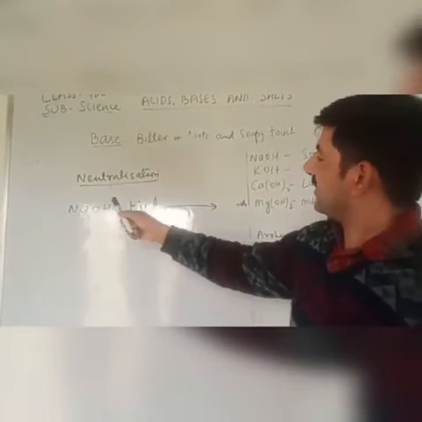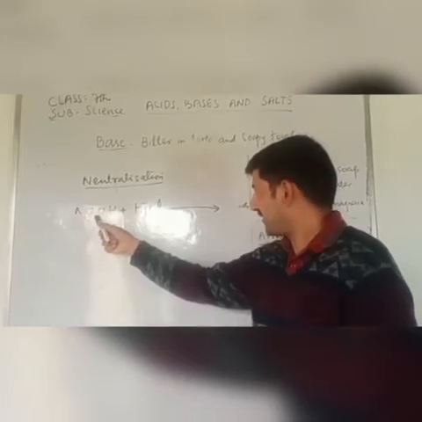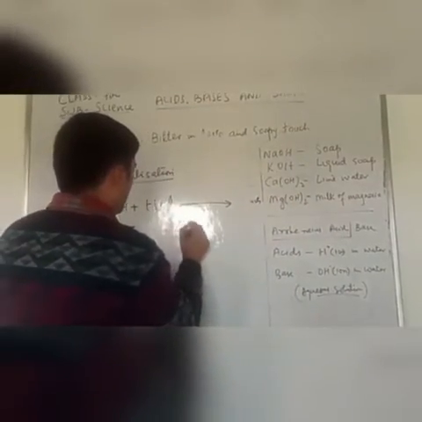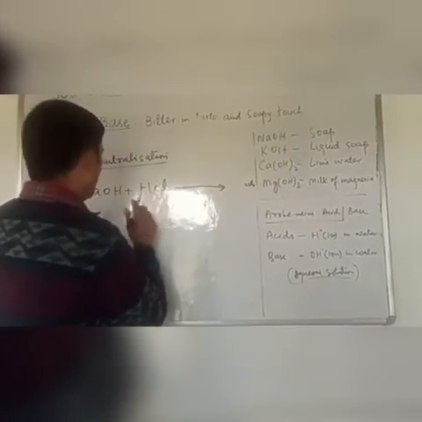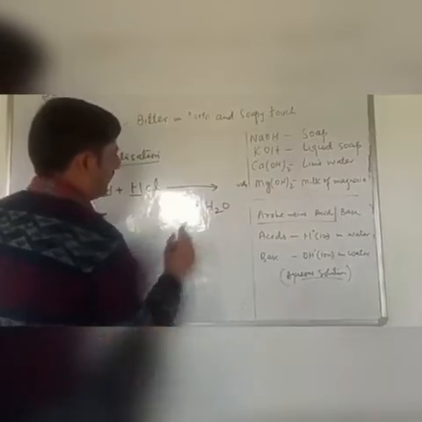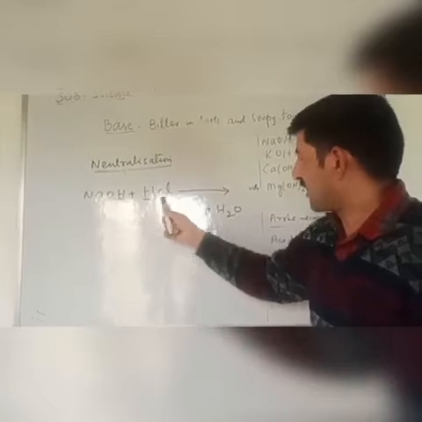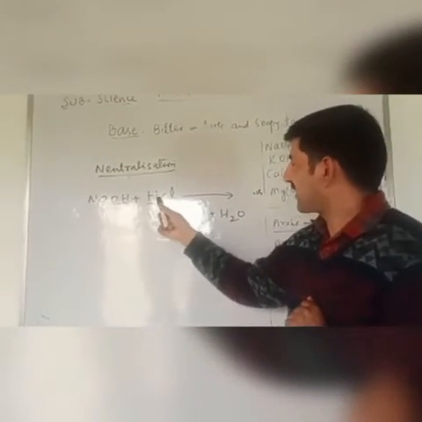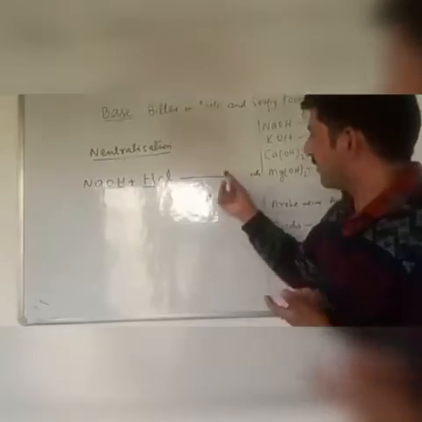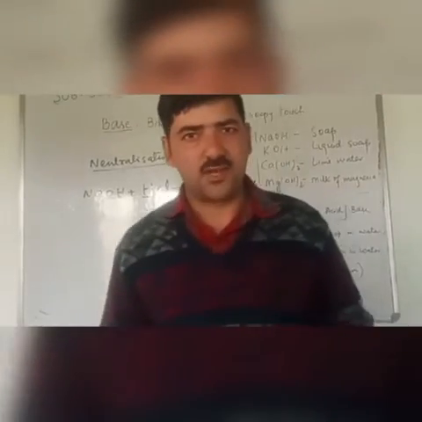So when this strong base reacts with this strong acid, we get salt, NaCl, sodium chloride, and H2O, water. So this is a neutralization reaction: when a base reacts with an acid, a salt and water are formed with evolution of heat. So that is a neutralization reaction.